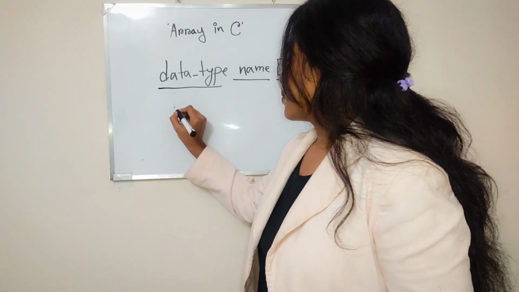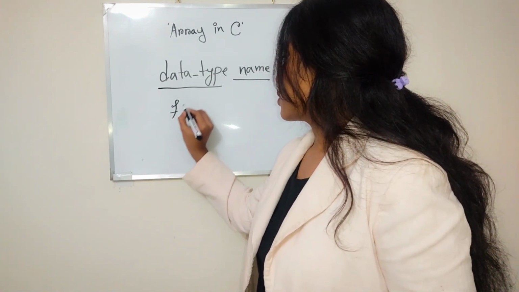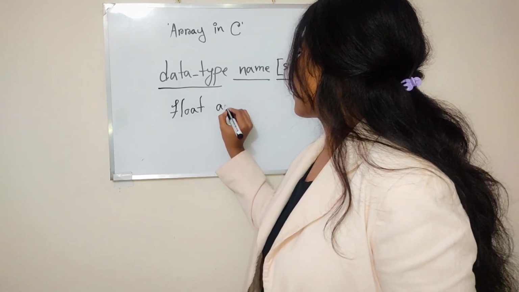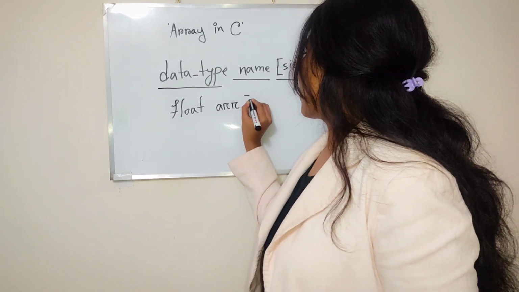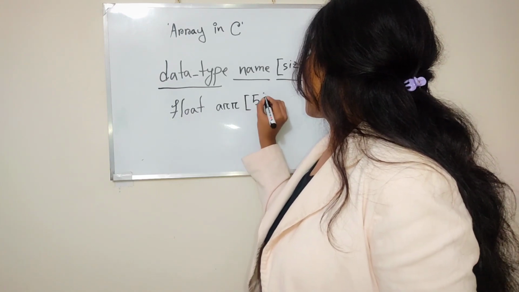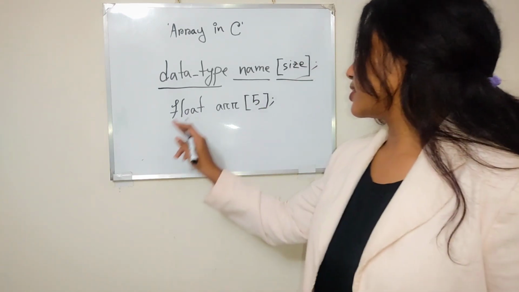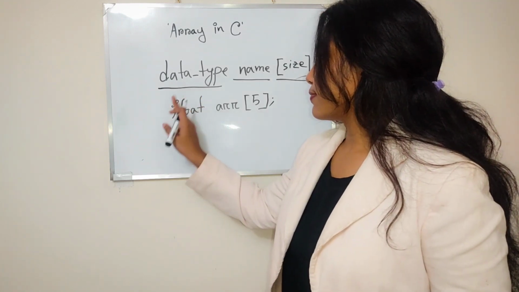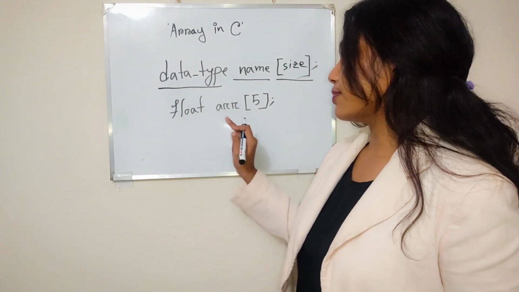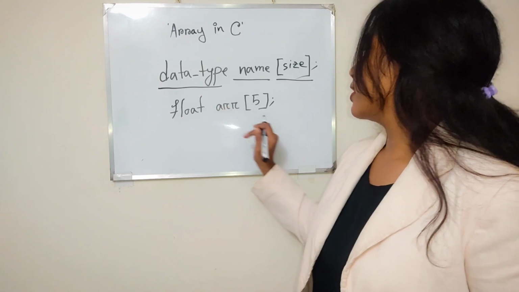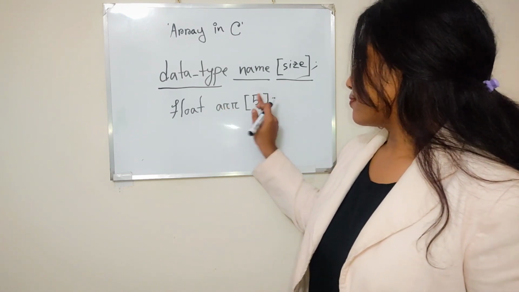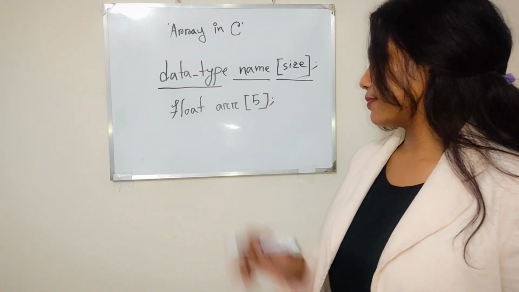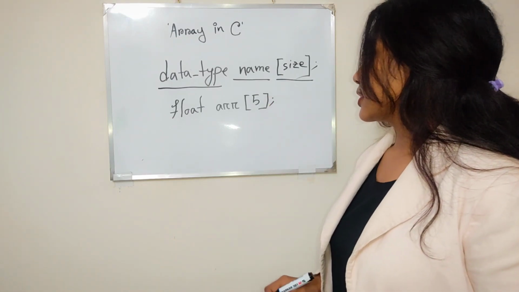So let's say we want to store float values inside an array. So what does this mean? This means that we have an array with data type float, and the name of the array is ARR or AR, and the size of the array is 5, or the number of elements inside the array is 5. So that's how you can declare the array.